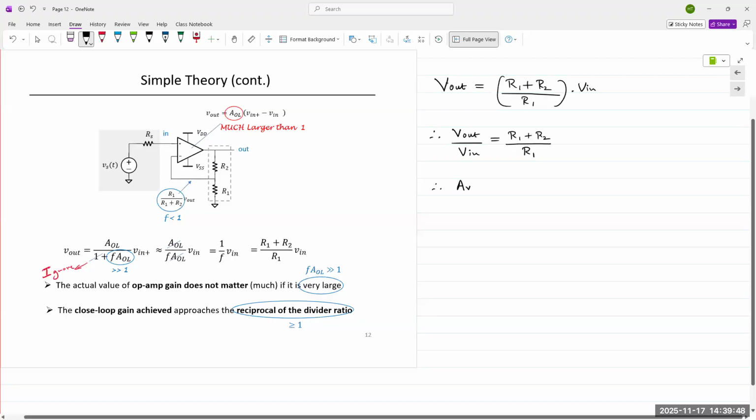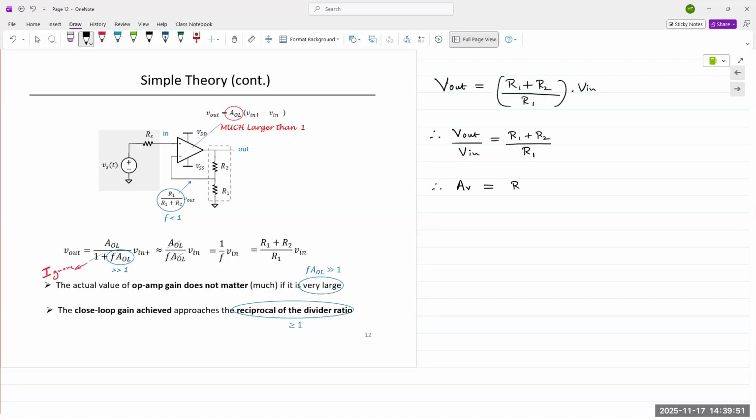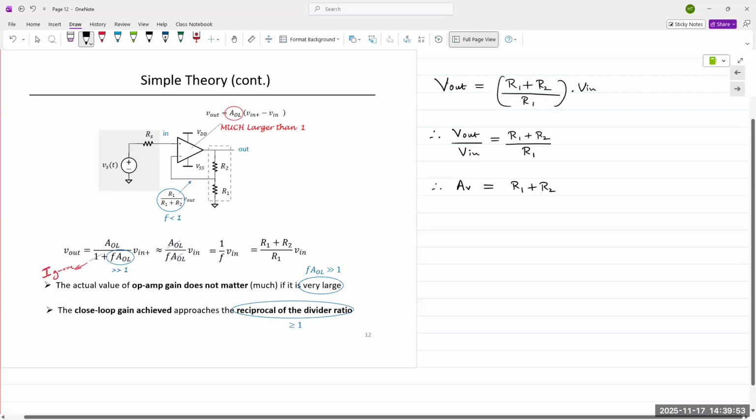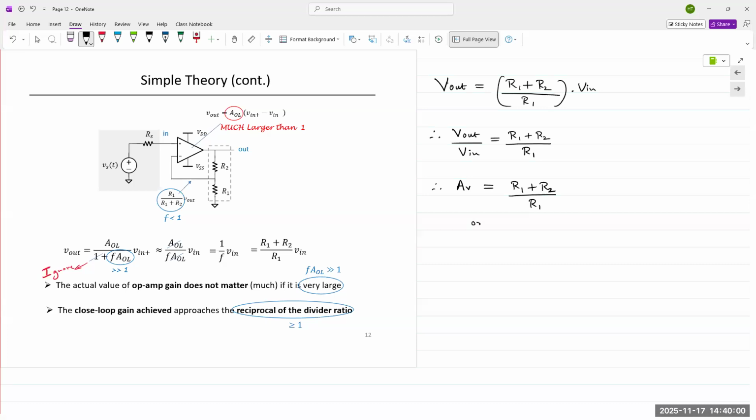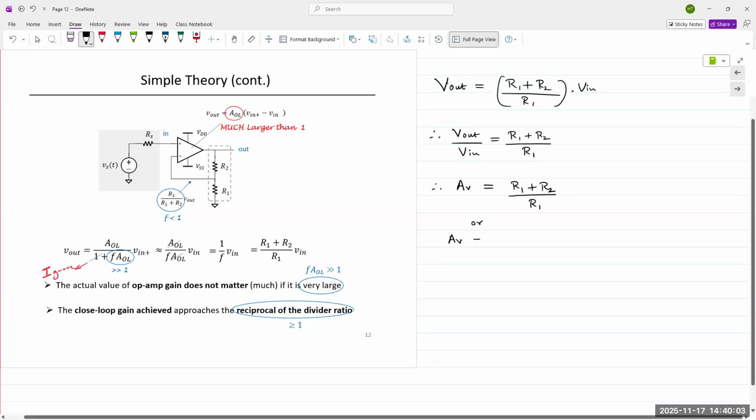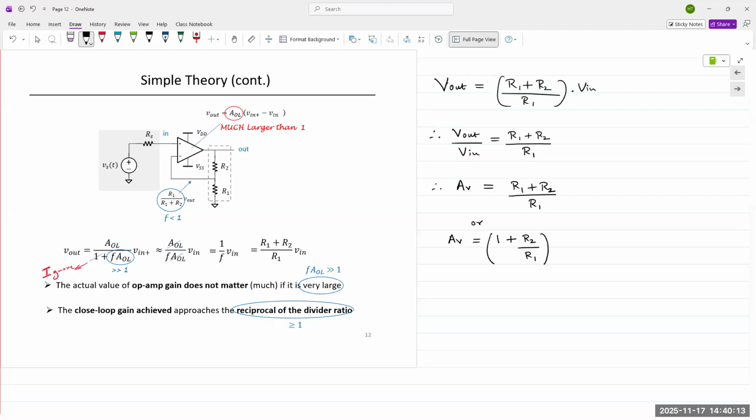This we can define as the voltage gain AV. So the voltage gain AV for a non-inverting amplifier using an op amp is (R1 plus R2) over R1, or the more common form that you will encounter, AV is, in terms of the resistances, 1 plus R2 over R1. So by simply choosing the values of these resistances, we can determine what the voltage gain would be for our op amp.